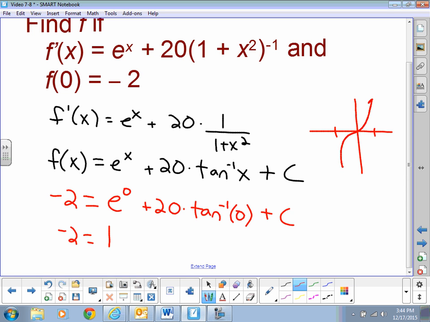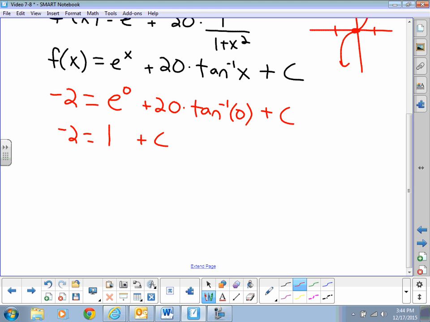Our tan graph looks something like that. So therefore, at 0, tan is 0. Okay, this inverse tan of 0 is saying when tan is 0, what is the angle? Well, the angle happens to be 0, and 0 times 20 is just 0. So we'll just be left with plus c. And then to get c by itself, we'll subtract the 1 over. And we'll get negative 3 is equal to c.